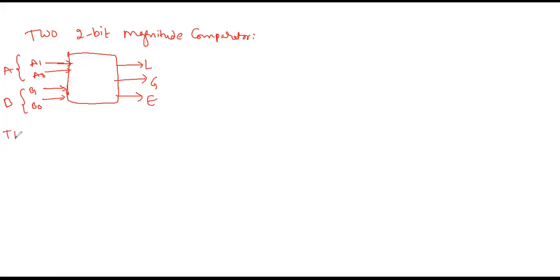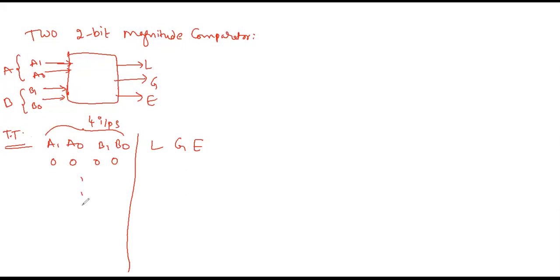Now the truth table. For the truth table, how many combinations will you get? There are 4 inputs, so you will get 16 combinations, 0000 up to 1111. For the 16 combinations, define L, G, E and write down the expression. This is the first method I told you.